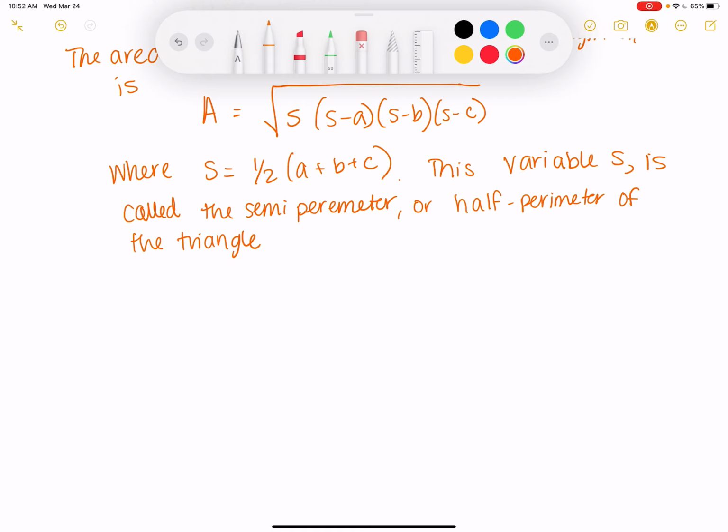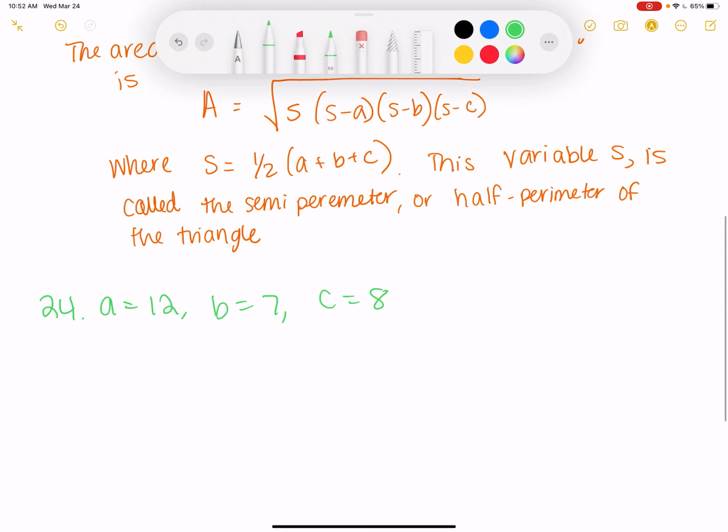Alright, so we're finding the area, so let's start with 24. A is 12, B is 7, and C is 8. And with all of these, they're going to give you the 3 side lengths. They're nice. They're not making you find the other side or anything like that.